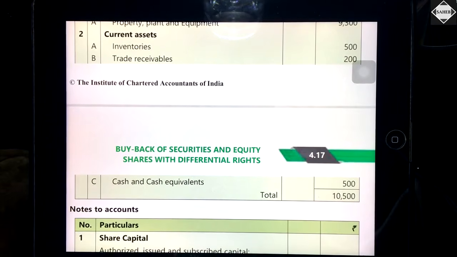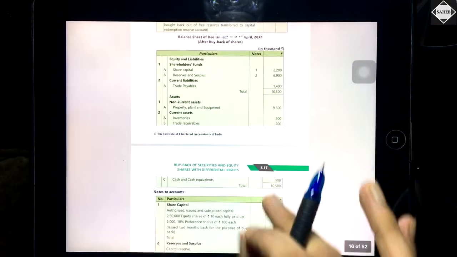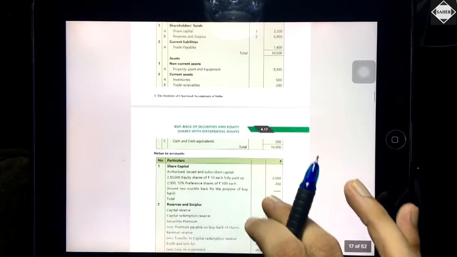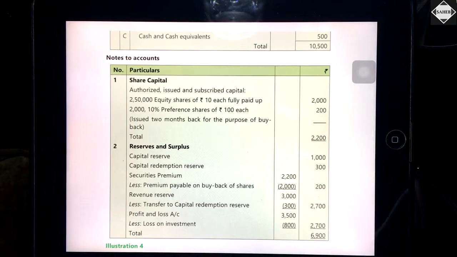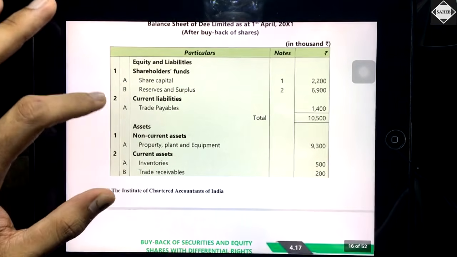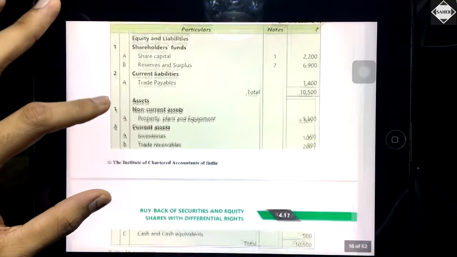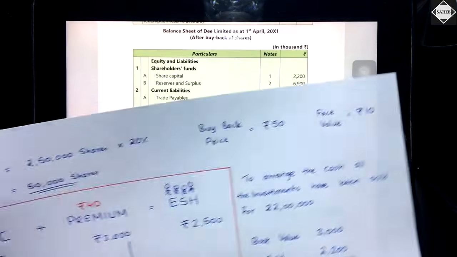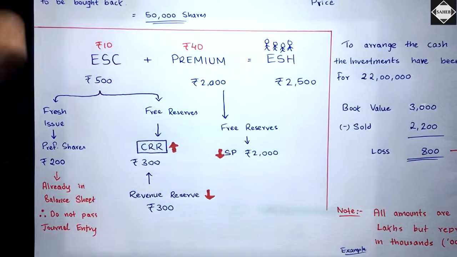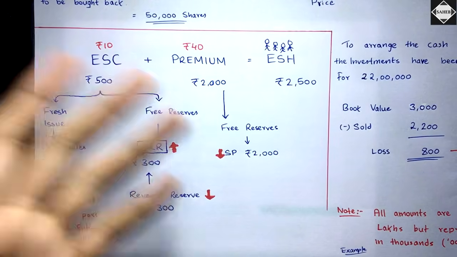Fine. So this is how you will have to prepare the balance sheet. It's that simple. The main thing is share capital and reserves and surplus only. And then it depends: if some investments have been sold off or there are some special entries, then you have to take that into consideration properly. That's how you prepare the balance sheet. I hope you got this. It's all about that calculation. If you do this calculation properly, and you can do it very fast once you practice many sums, then you will feel this is very simple.